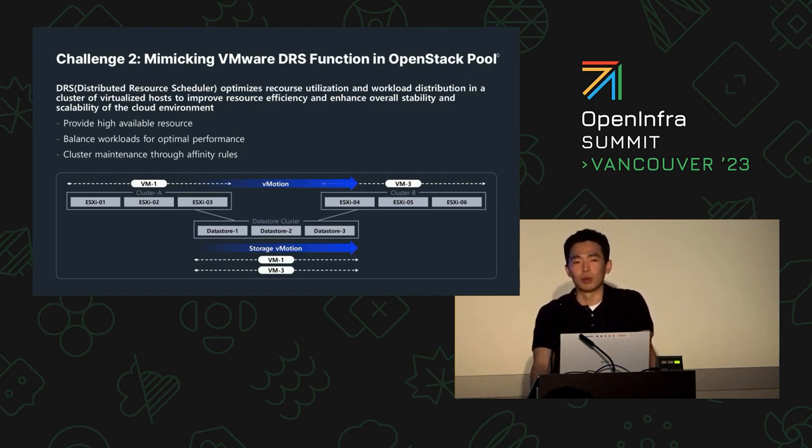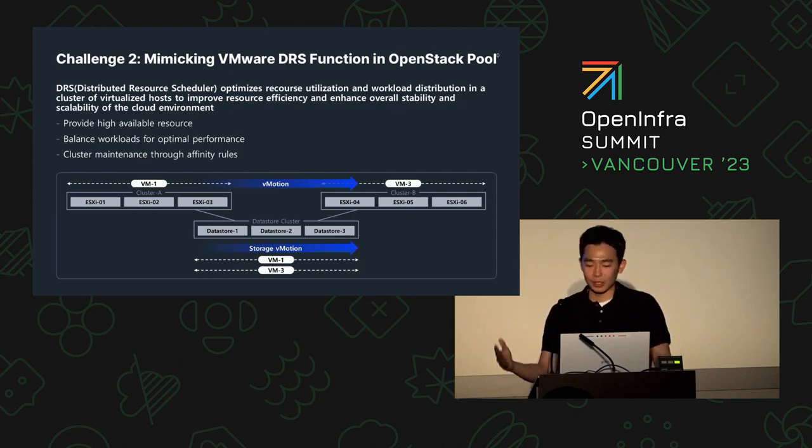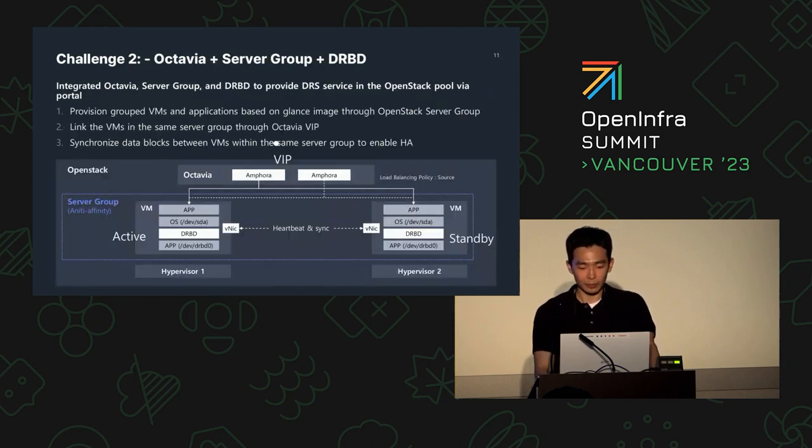So there's an affinity group, and you could have an anti-affinity group as well. With this, you also provide optimization for the administrators so that they could improve resource efficiency, overall stability, and scalability as well. So this is how we tackled this issue. We weren't able to mimic 100% of VMware's DRS function itself, but we were able to mimic the functions to this level so that it could be provided as a service through our portal.